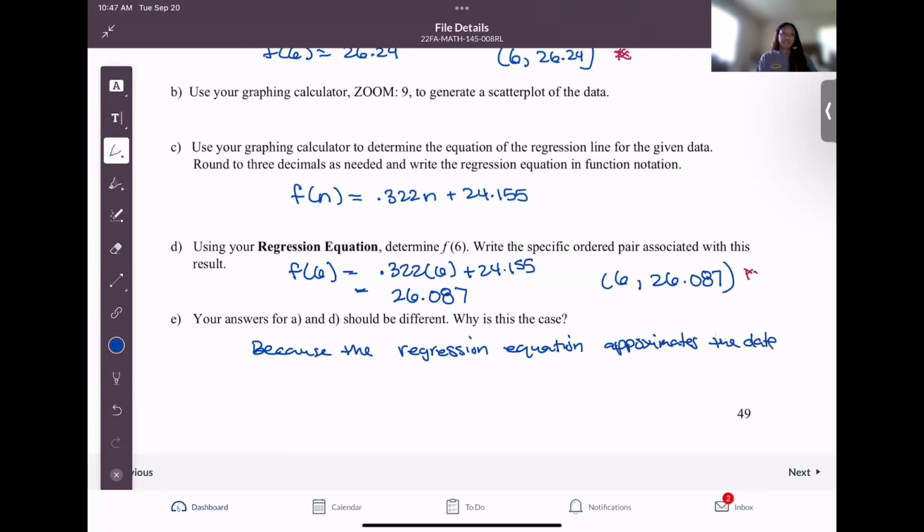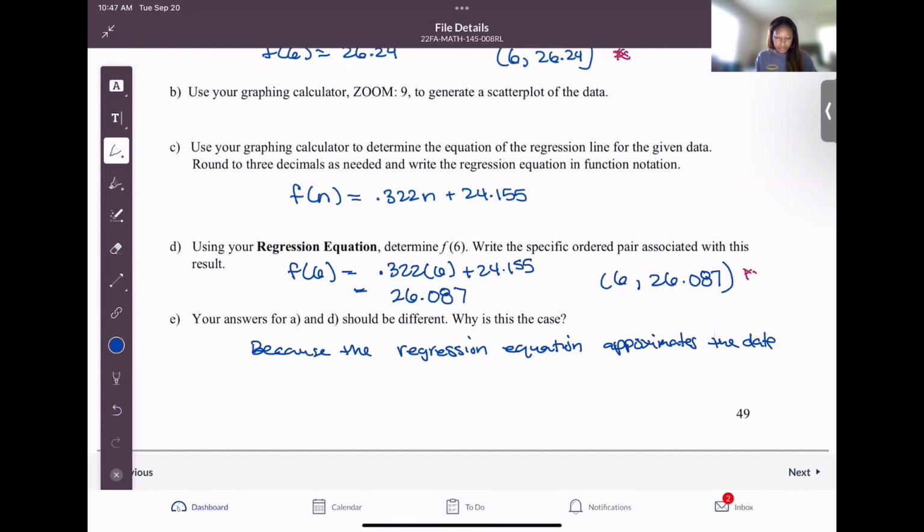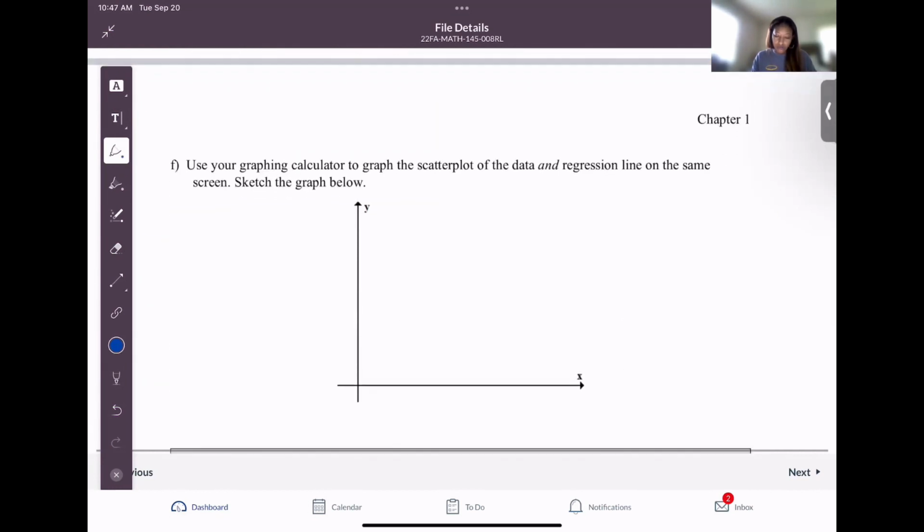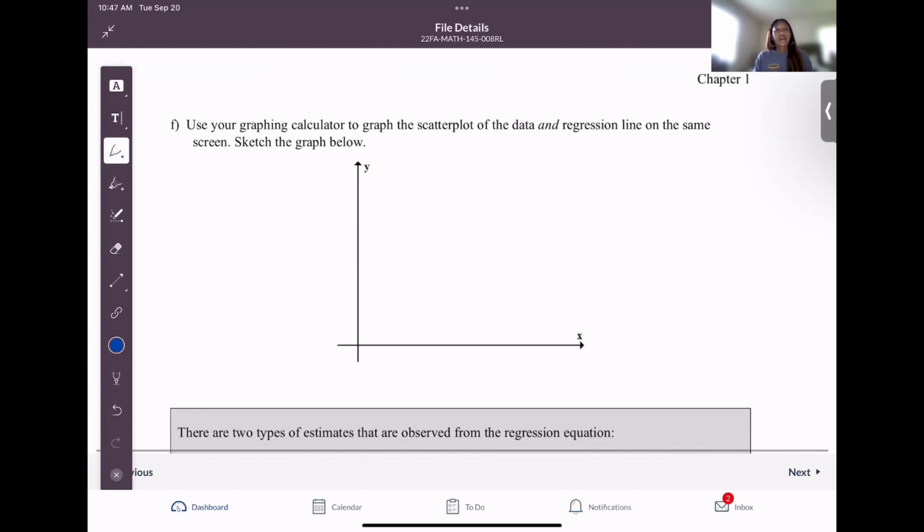So again, the equation is a model, it's an approximation. It's going to be close to the information that's in the table, but it's not always going to be exactly the same. Let's see, I think we might have a little bit more. Oh, we already did that part. Part F says use your graphing calculator to graph the scatter plot and the regression equation on the same screen. We did that on our graphing calculator already.